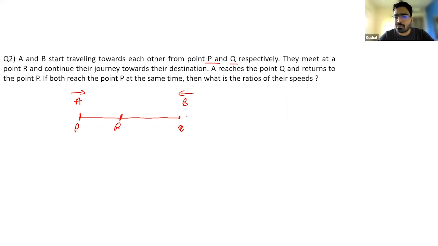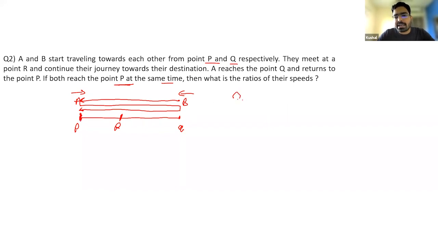A reaches the point Q and returns to the point P. That means A is taking the entire journey from here, goes and takes the entire journey and comes back to this point. Now, if both reach the point P at the same time, B traveling from here and reaching the point P, then what is the ratio of their speeds? Now understand this thing. Both of them start traveling towards each other at the same point in time, right? And they are reaching the point P also at the same point in time. So can I then say that both A and B have ended up traveling for the same time period, right from the very beginning to the time when they reach the point P?